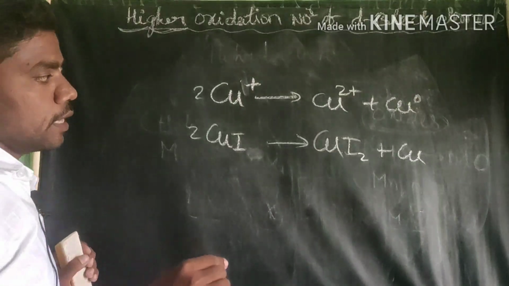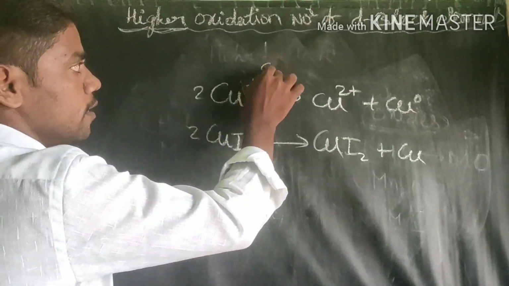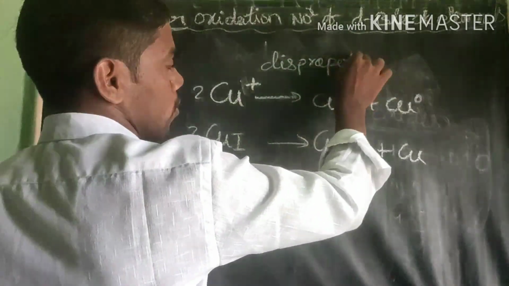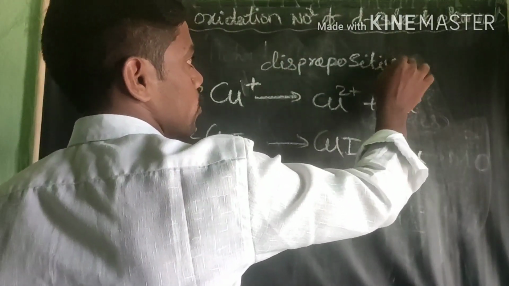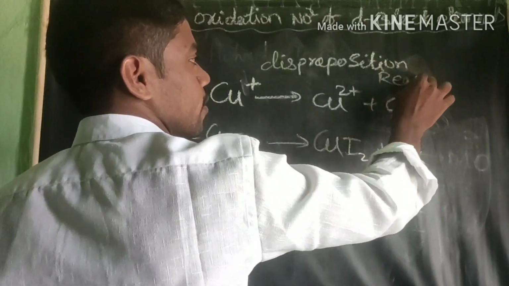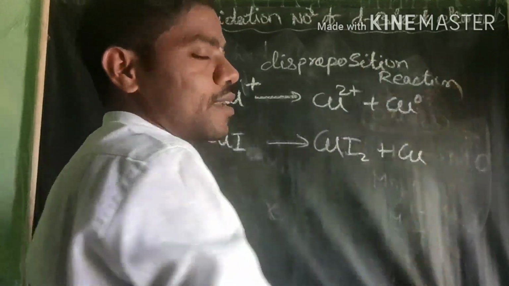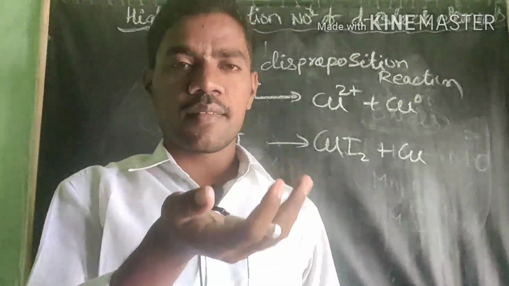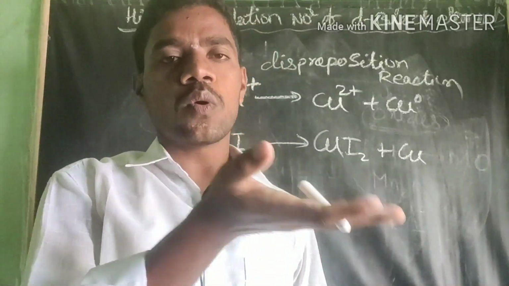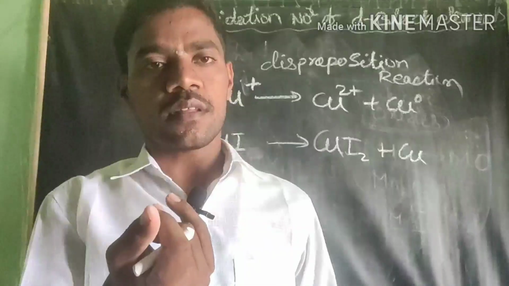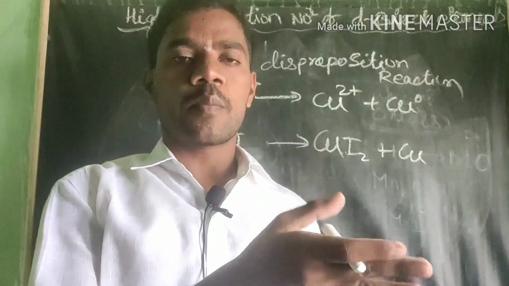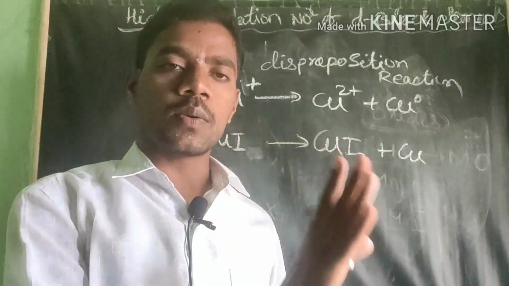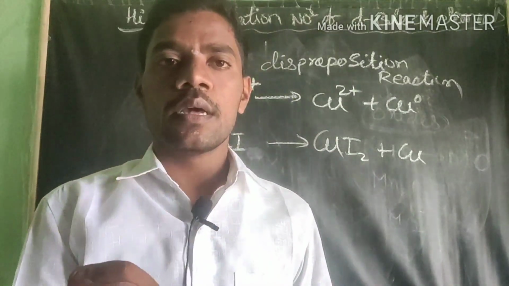In this, you see here, this is called a disproportionation reaction. What is meant by a disproportionation reaction? I will tell you. A disproportionation reaction means that in the same reaction, one undergoes oxidation and one undergoes reduction. That is called disproportionation. Without the need of any external aid, one of the molecules undergoes oxidation and one undergoes reduction.